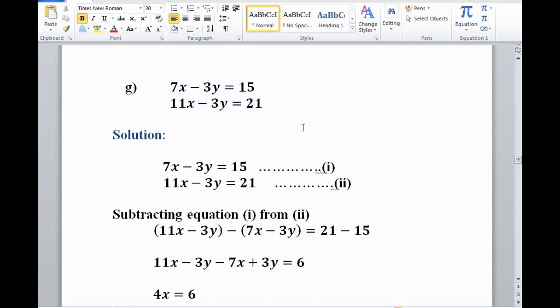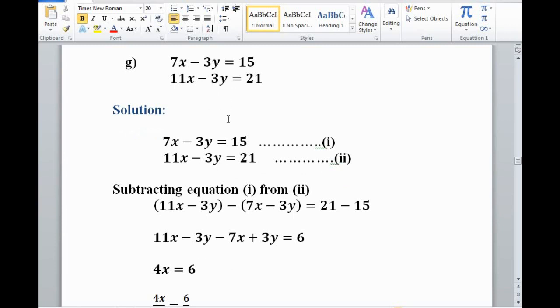New Syllabus Mathematics 7th edition, Book 2, Exercise 2E. Question number 1 from this exercise. Two linear equations are given in this question: 7x minus 3y equals 15 and 11x minus 3y equals 21.